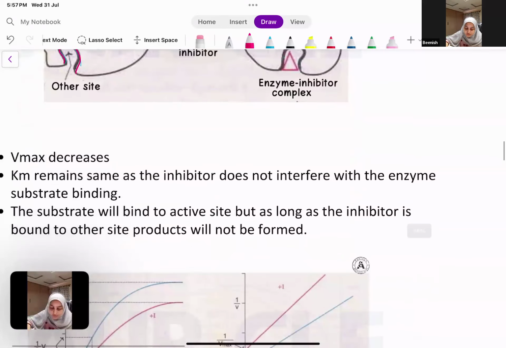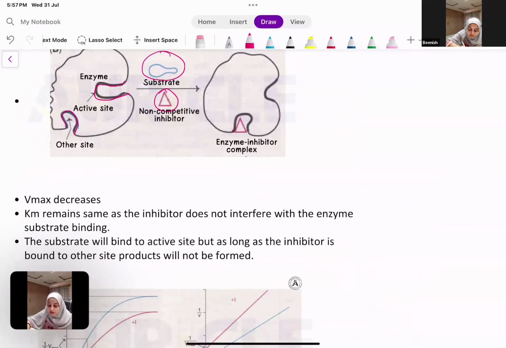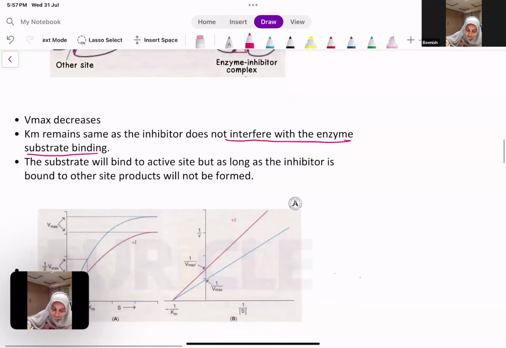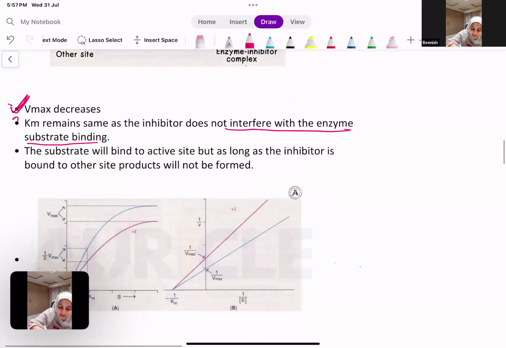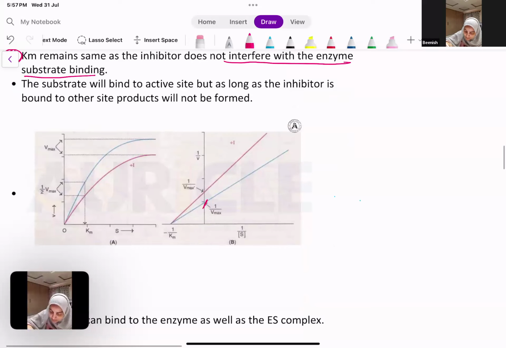Now here the Vmax decreases and Km remains same, as the inhibitor does not interfere with the enzyme substrate binding. So the substrate is going to bind to the enzyme in the manner in which it was binding. But the substrate will bind to the active site. But because of the presence of the inhibitor on the other site, product will not be formed. And here your Vmax is decreasing and Km remains same. You can see your Vmax is decreasing, but Km is remaining same. Similarly here, your Vmax decreases and Km remains same.